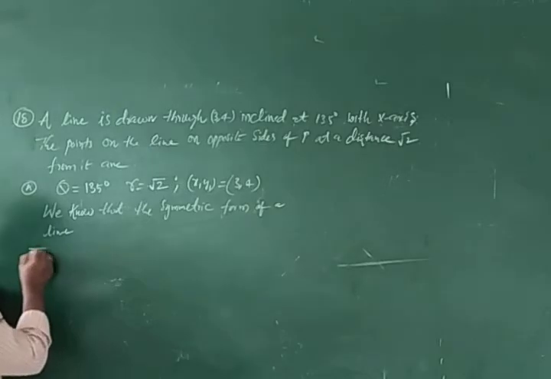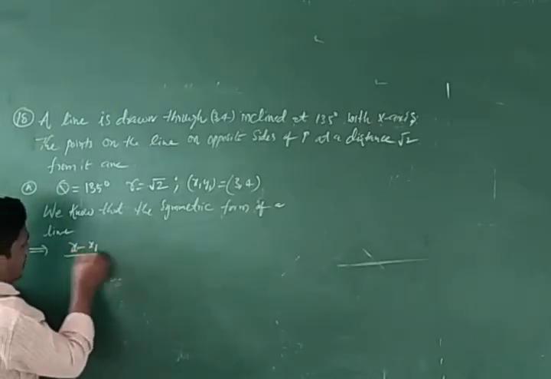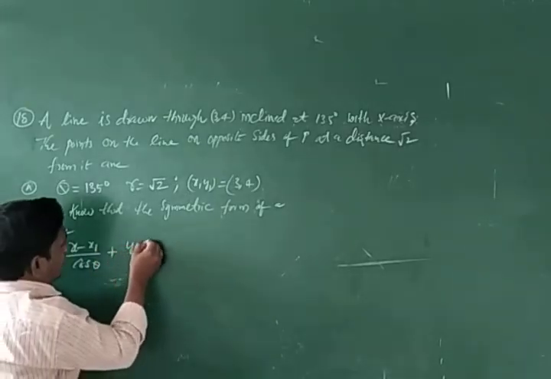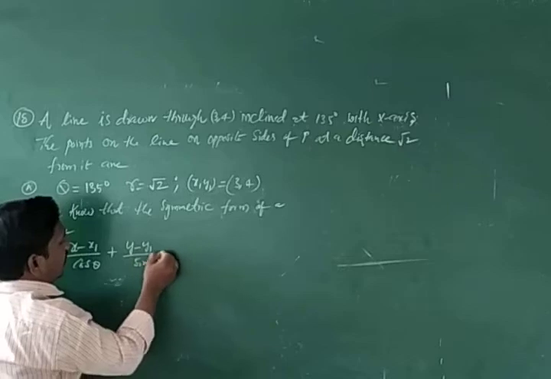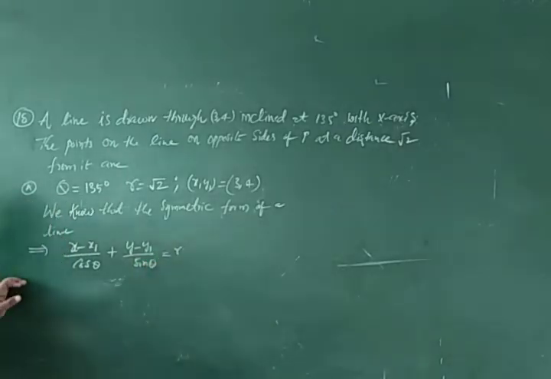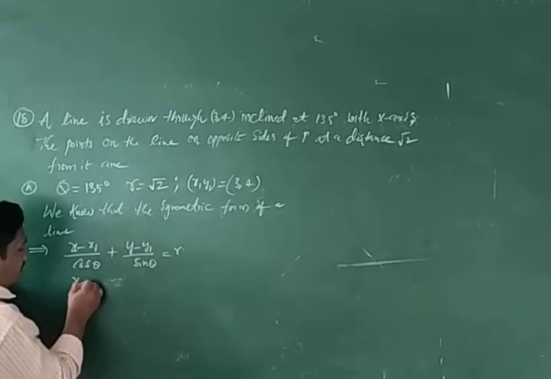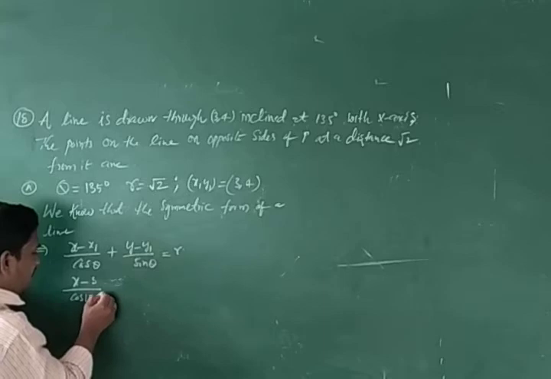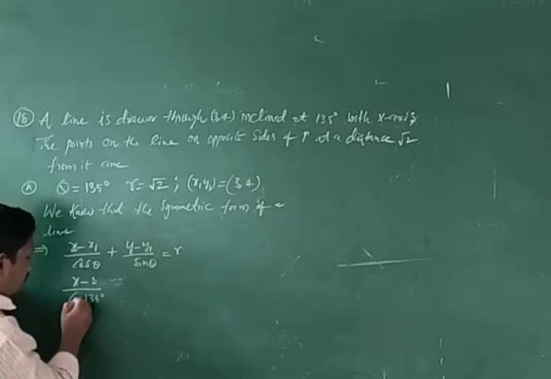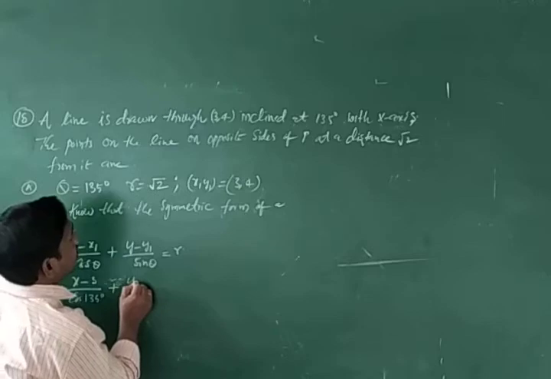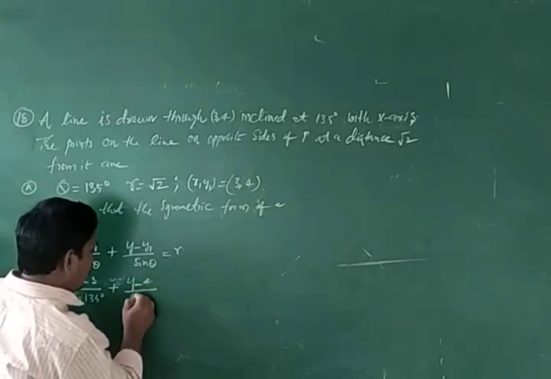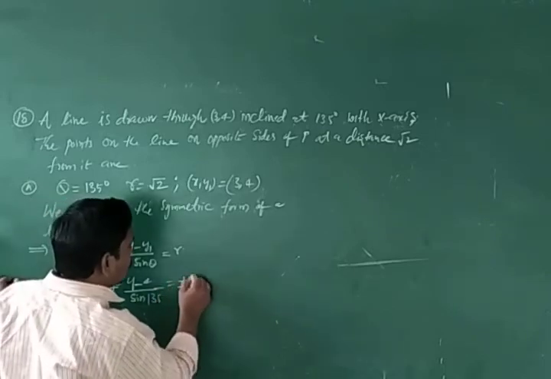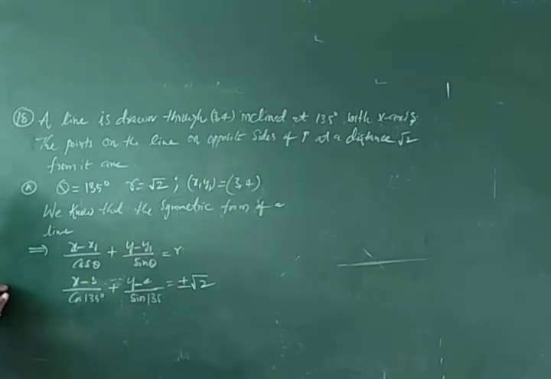we know that (x minus x1) by cos theta plus (y minus y1) by sin theta equal to r. R is the distance. Now (x minus 3) by cos 135 degrees, sin 135 degrees equal to r. R means plus or minus root 2. Then opposite sides plus or minus root 2. Okay.